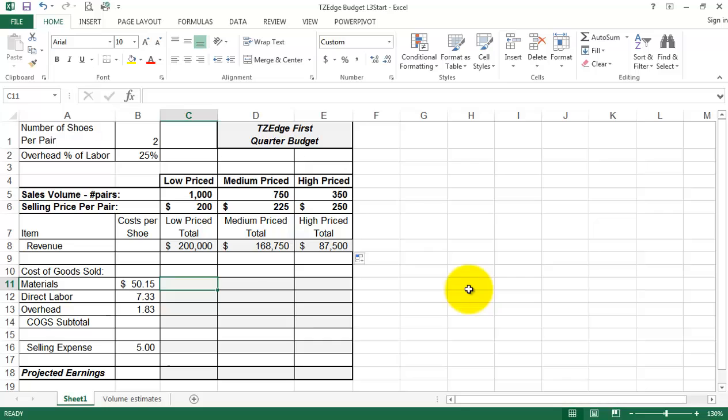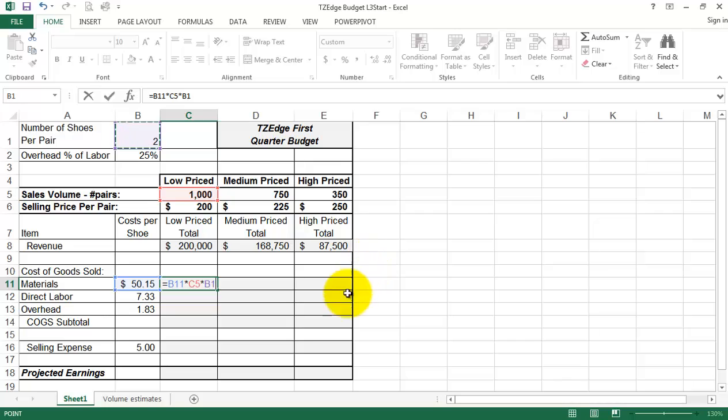So what we've got here is our $50.15, which you remember from the last couple of videos. And now we're going to start to create some formulas that take the 1,000 pairs, and then we have to figure out the costs. So remember, this is on a cost per shoe basis though, and so we have to take all these numbers and multiply it by 2. So equals, so there's your first formula here, equals $50.15 multiplied by 1,000 pairs, and each pair is made up of 2 shoes. So multiply by number of shoes per pair, sitting on B1.